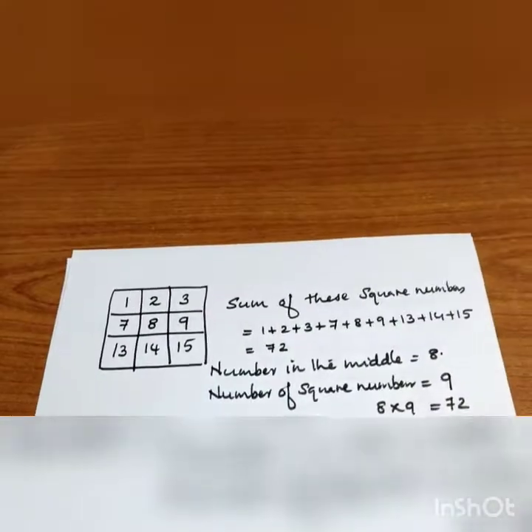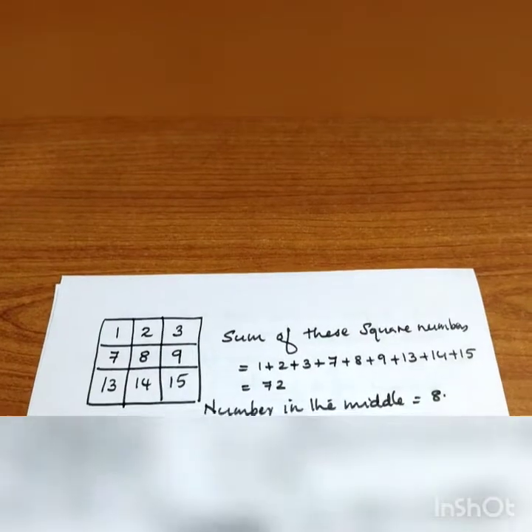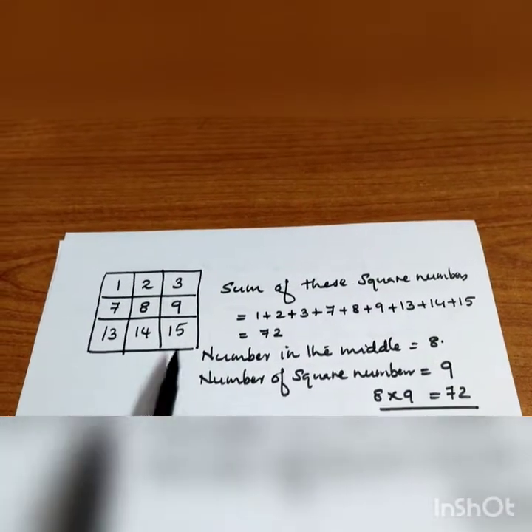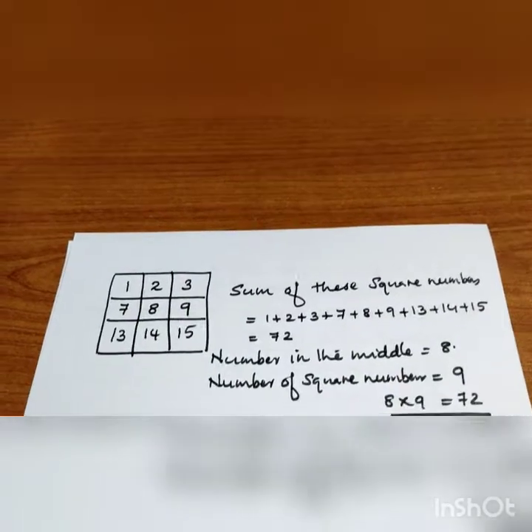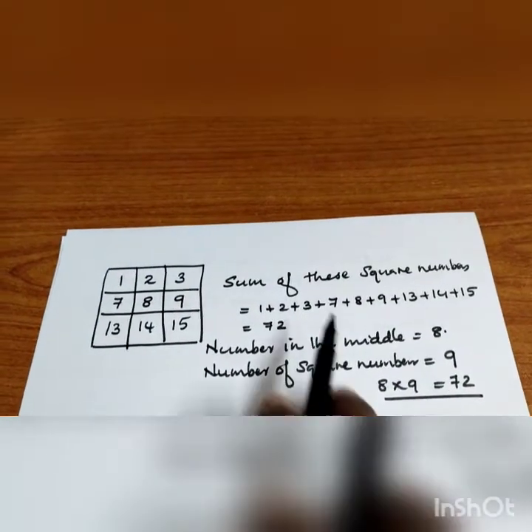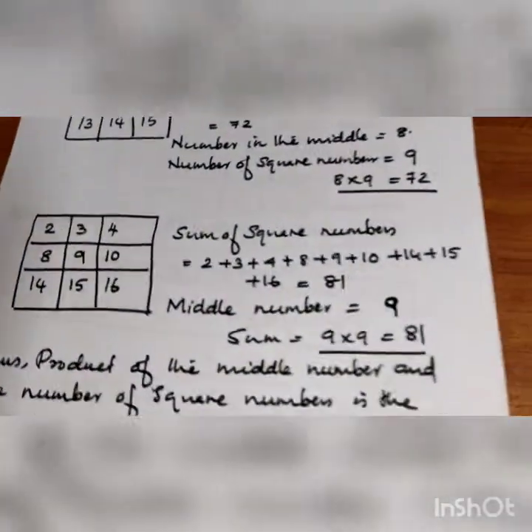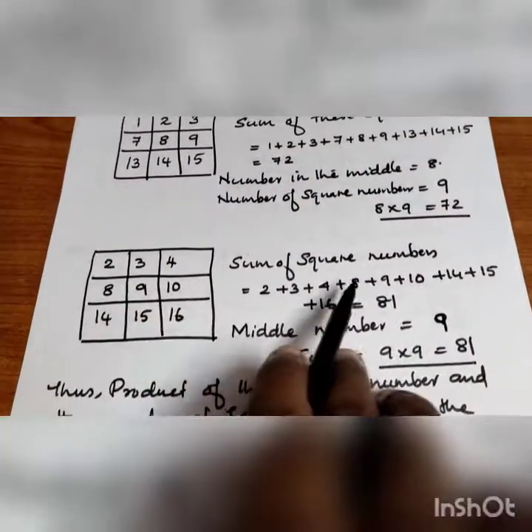Answer is 72. Then the number in the middle is 8. How many numbers are there? There are 9 numbers. 8 into 9, 72. That is the sum. Take another square of numbers. Here also the sum of the numbers is 81.